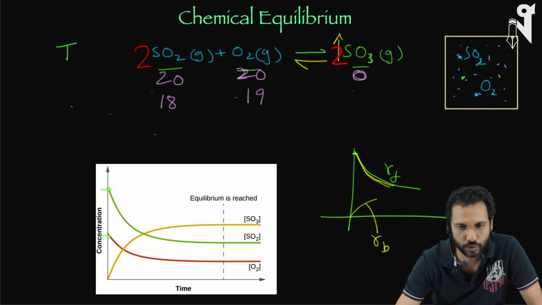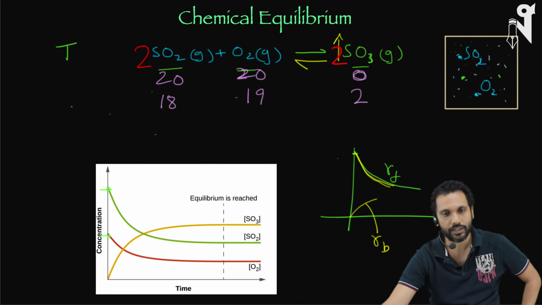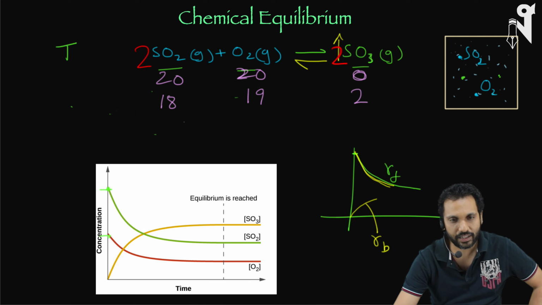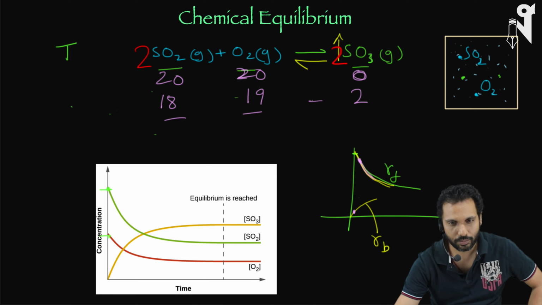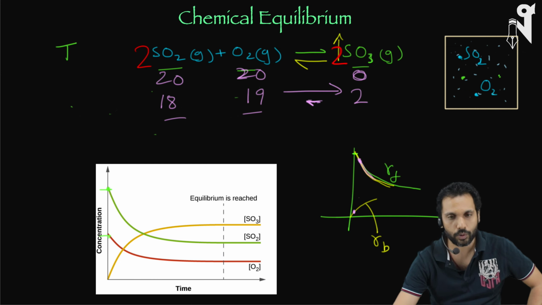And how much of this is formed? 2 of that is formed. So when we have 18 and 19, still the reaction is pretty much in the forward direction and only 2 is formed. So the backward reaction has just started, but I can depict it with a very heavy arrow forward and a very light or a small arrow backwards.